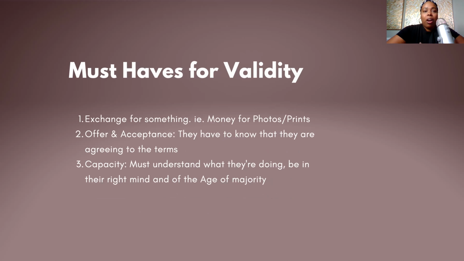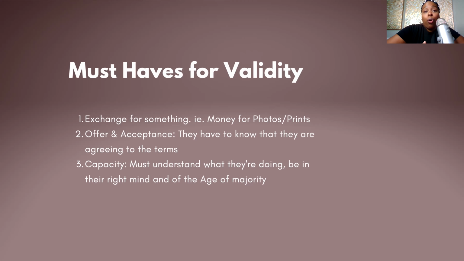Okay, so let's go into the must-haves for a valid contract. So contracts are basically an exchange of something. In this case, as a photographer, you're exchanging your services, your photography, your prints for money. You're getting paid for that, right? I hope so. And sometimes people are sort of expecting you to make them an offer, and that's your package, your pricing, and all of that. And then you, as a business owner, you're waiting for them to accept. So there's an offer and acceptance.